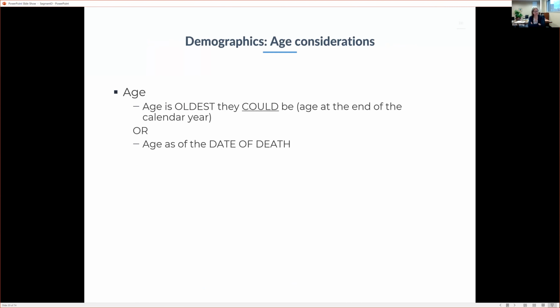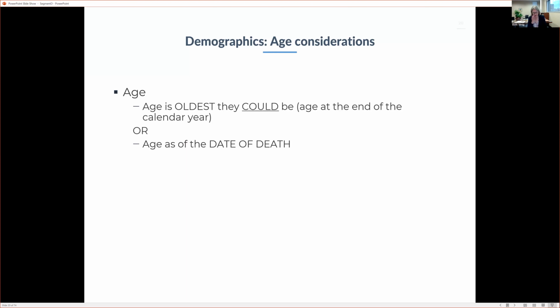Age is now listed as the oldest the person could be. So this is like a mind game, right? It's their age at the end of the calendar year or age at death. So if somebody is 65, it means they either were 65 by the end of the calendar year, or they were 65 when they died, when they might have died before the end of the calendar year. So age is a shorthand, if you will.